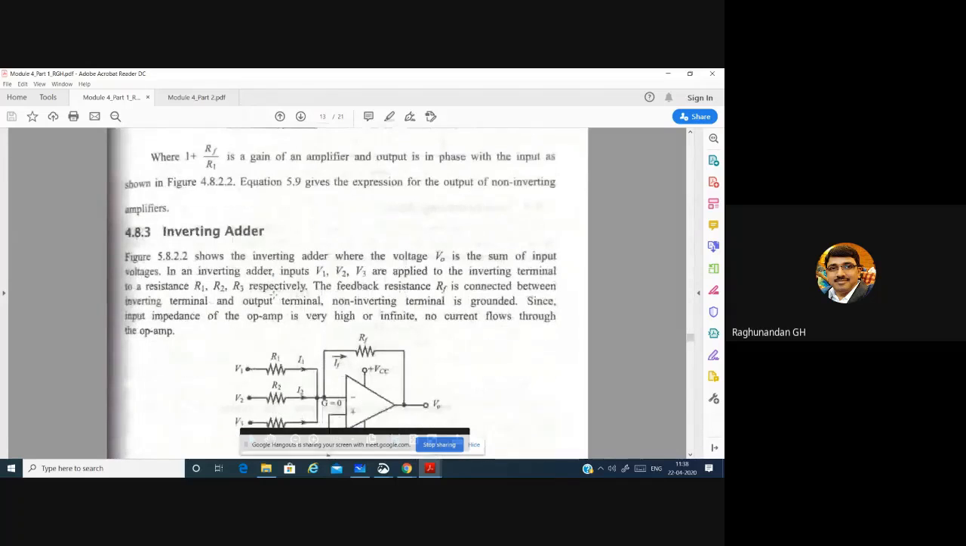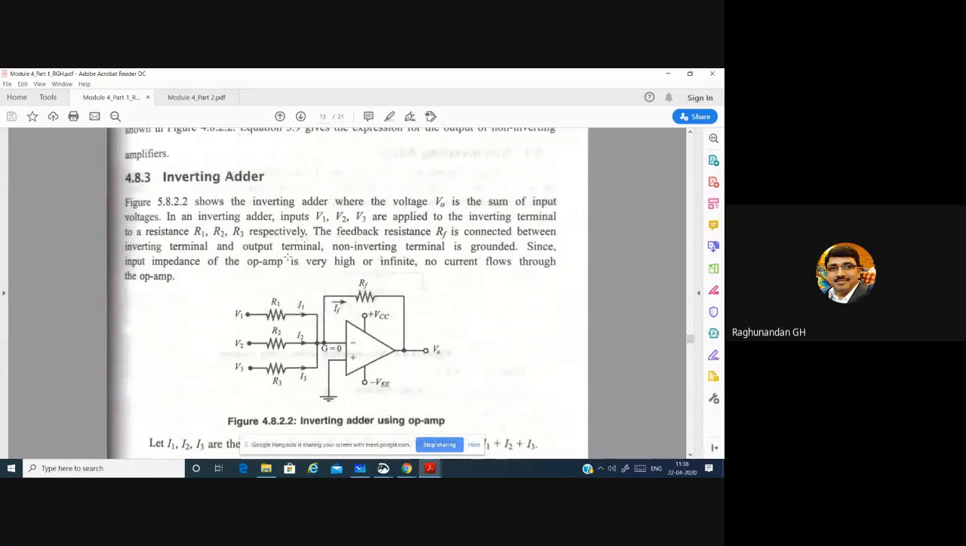After that, we are having the inverting adder. The inverting adder is the one which is going to add up many signals, any number of signals, and it is going to amplify the added signals. So this inverting adder can also be asked as just summer, inverting summer. So I'll just tell you how to derive that one.